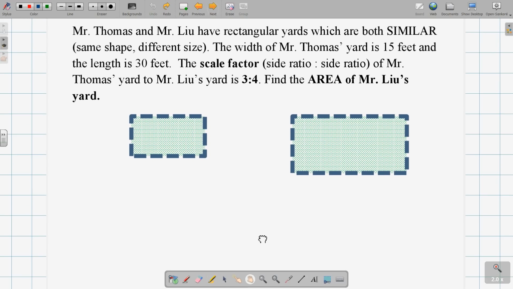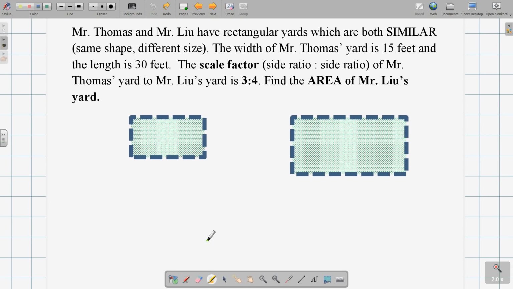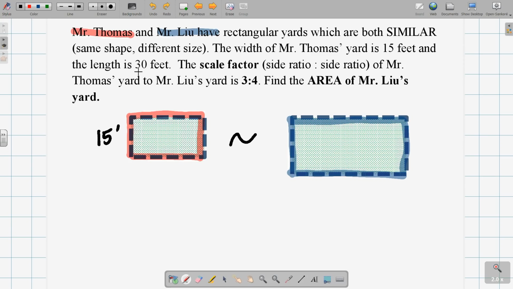Let's change this up just a bit. It said Mr. Thomas and Mr. Lee have obtained yards of different colors. Here is Mr. Thomas's yard and here is Mr. Lee's yard. They are same shape, different size. The width of Mr. Thomas's yard is 15 feet and the length is 30 feet. The scale factor, the side-to-side ratio of Mr. Thomas's yard, is 3 to the scale factor.